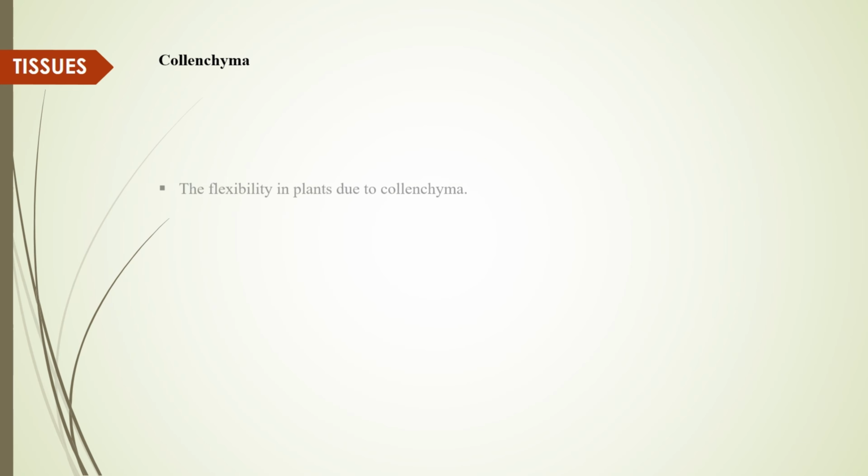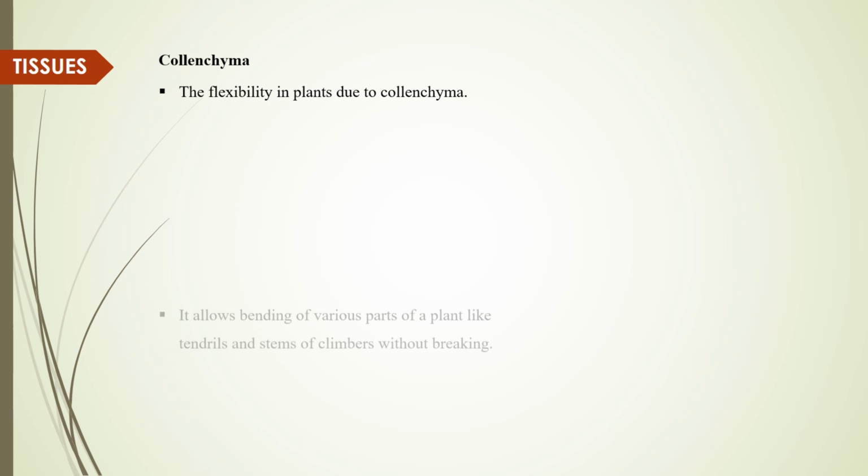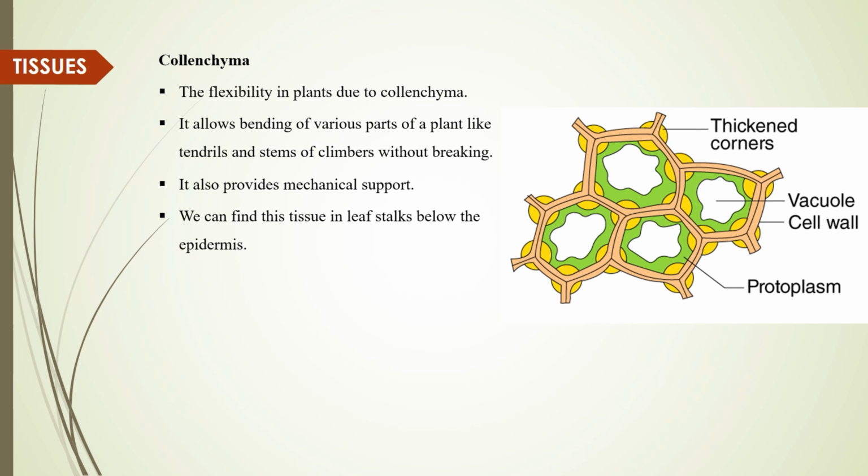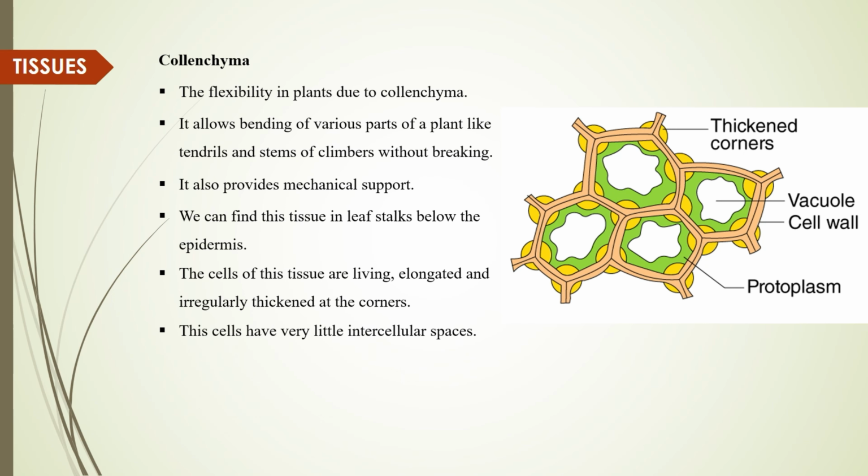Collenchyma. The flexibility in plants is due to collenchyma. It allows bending of various parts of plants like tendrils and stems of climbers without breaking. It also provides mechanical strength. We can find this tissue in leaf stalks below the epidermis. The cells of this tissue are living, elongated and irregularly thickened at the corners. These cells have very little intercellular space.